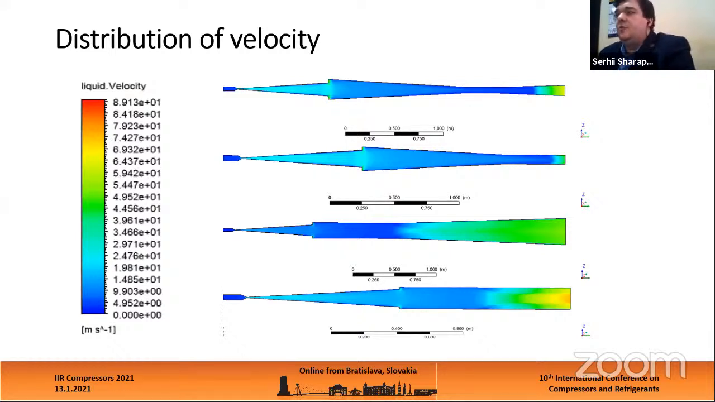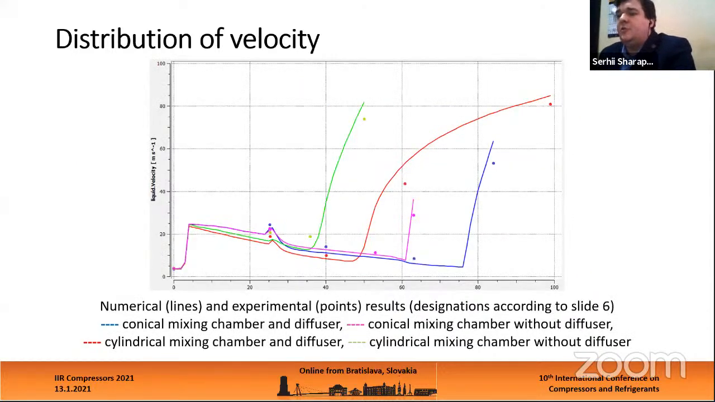On this slide, you can see the distribution of velocity in the liquid vapor ejector. These are the results of numerical investigation in ANSYS CFX. The legend of this graphic is the same as in the previous slide: numerical results as lines and experimental results as points. You can see that in the liquid vapor ejector without diffuser, with conical or cylindrical mixing chamber, at the outlet we have the mixed flow with more speed, as you can see, in both conical and cylindrical mixing chambers.